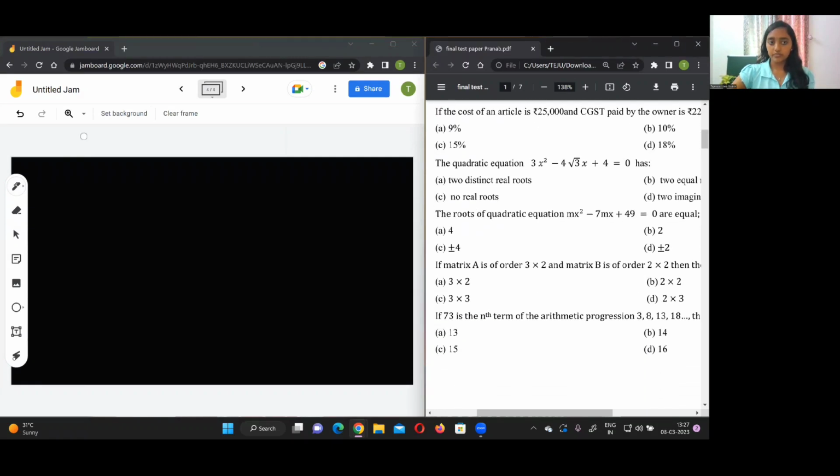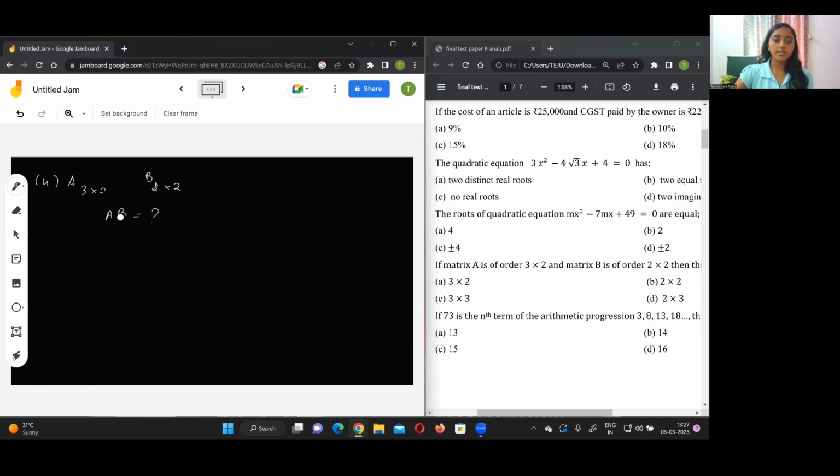The next question, this is the fourth question. The marks already mil gaye. If matrix A is of the order 3 into 2 and matrix B is of the order 2 into 2, then they're asking matrix AB ka kya order hoga?